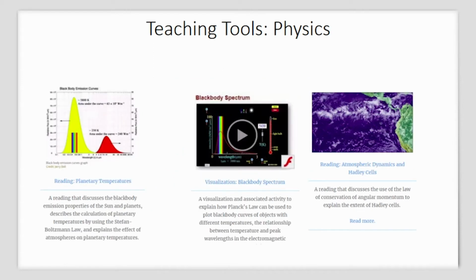A short reading that discusses the blackbody emission properties of the Sun and planets, describes the calculation of planetary temperatures using Stefan-Boltzmann's law, and explains the effect of atmospheres on planetary temperatures. A visualization tool on blackbody spectrum to explain how Planck's law can be used to plot blackbody curves of objects of different temperatures and the relationship between temperature and peak wavelengths in the electromagnetic spectrum.